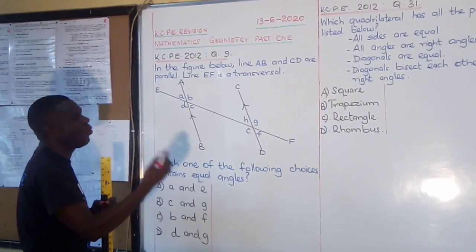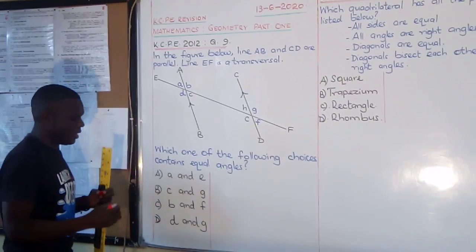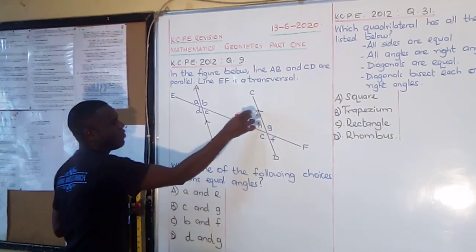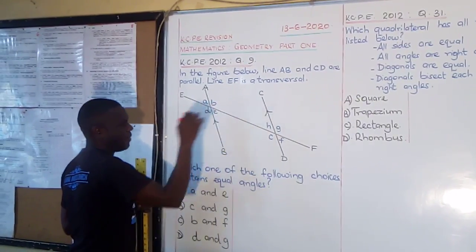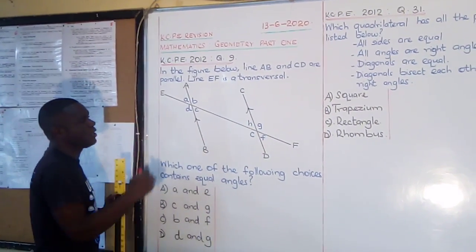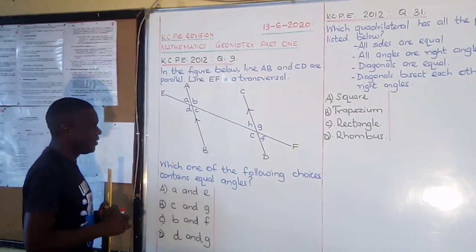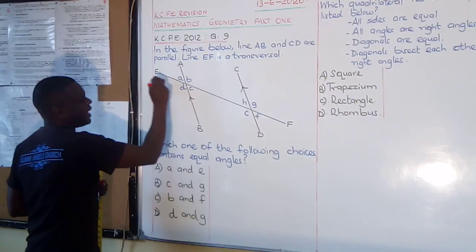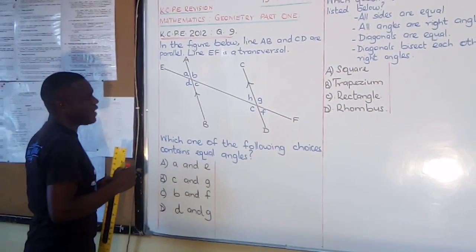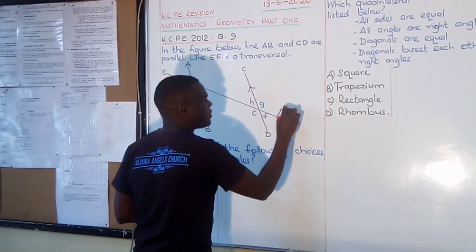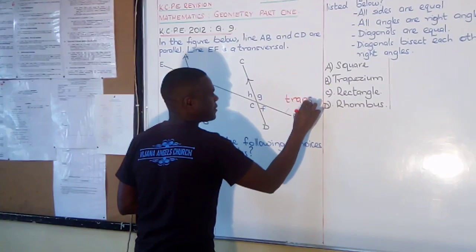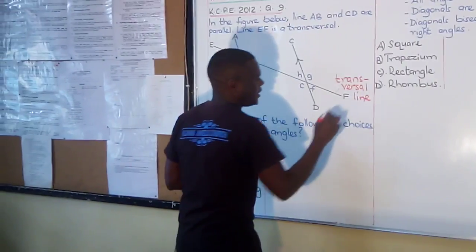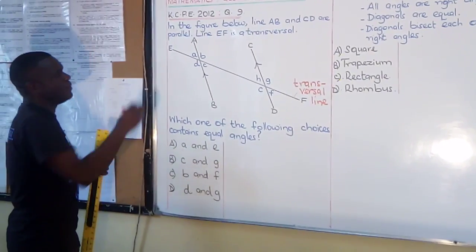And how do we know that they are parallel? We know by observing the marks on the lines. This arrow and that arrow indicate that the lines are parallel. The arrows are put there because the lines are not drawn to scale. Then line EF starts at E and ends at F. It's called a transversal line. It transverses between two lines.